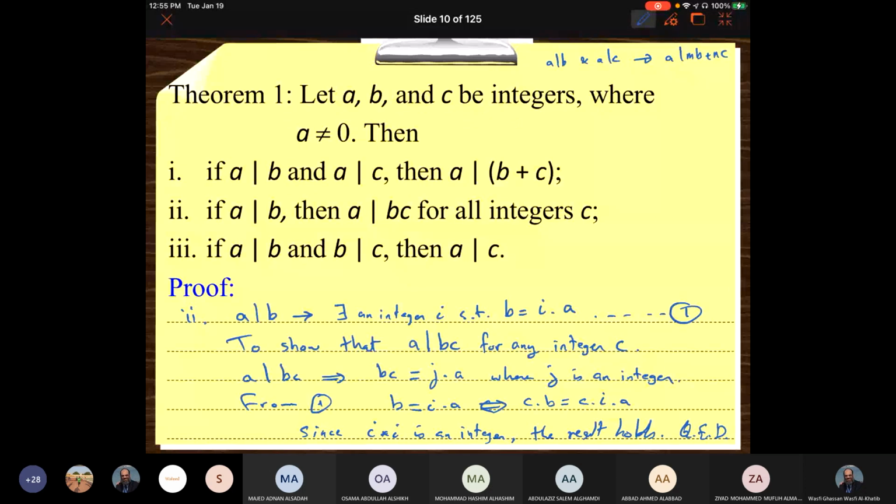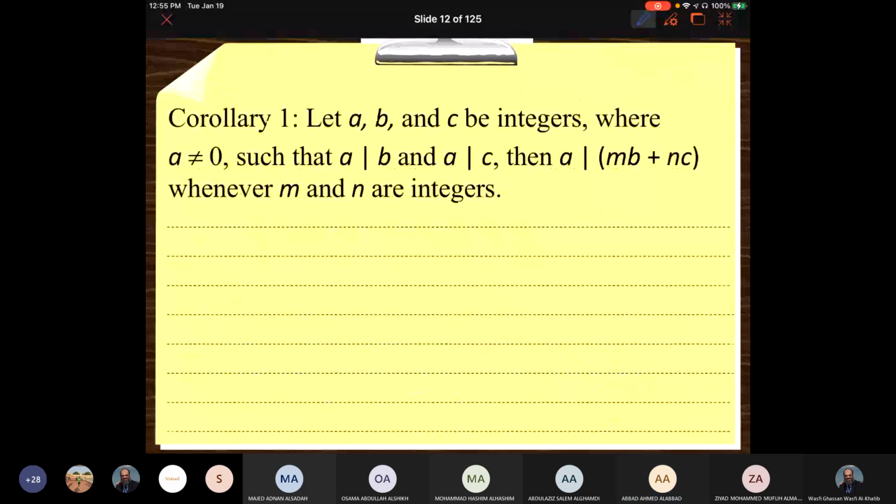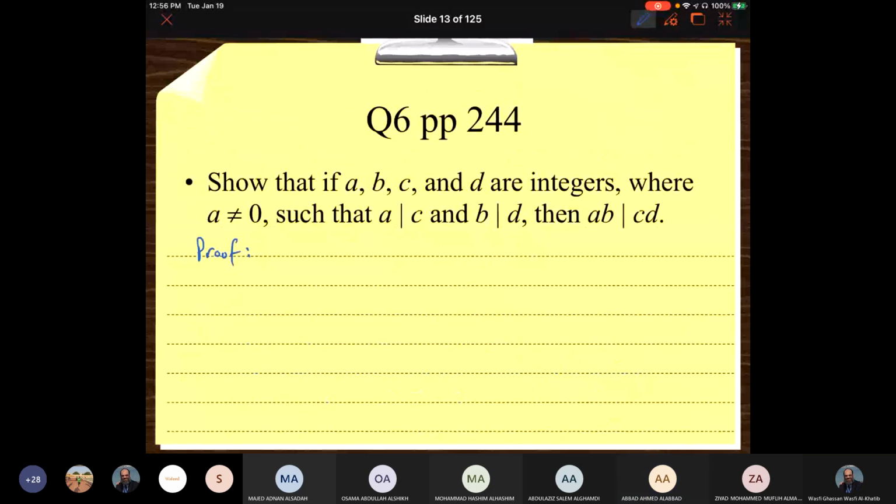It says if A divides B and B divides C, then A divides C. Then wait, can you go back to the question again? Sure. If A divides C and B divides D, then AB divides CD.